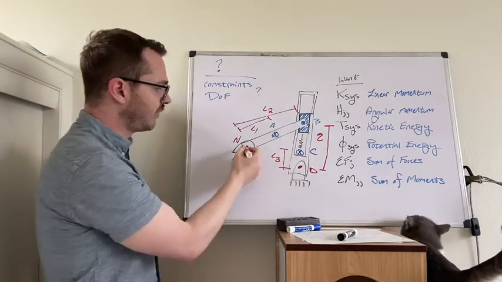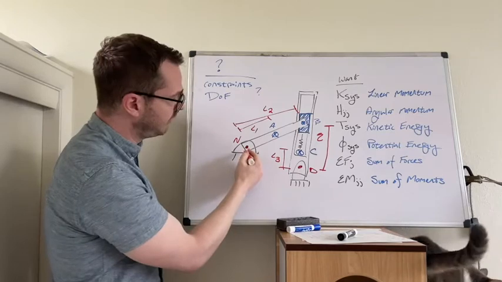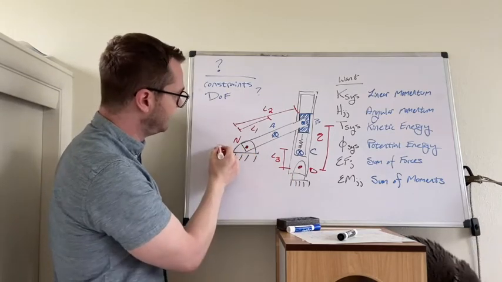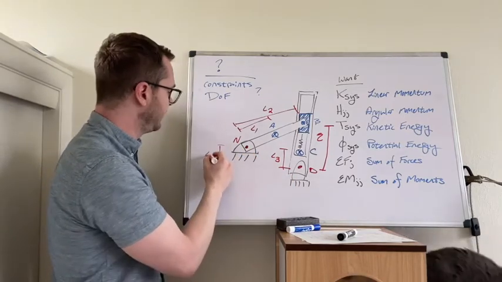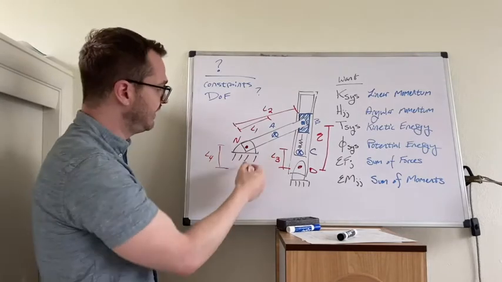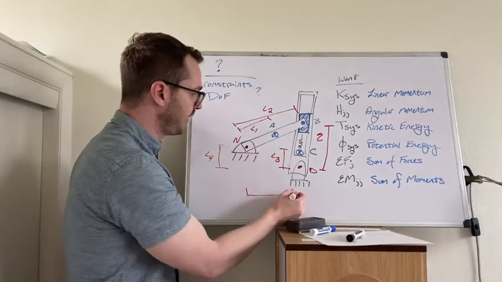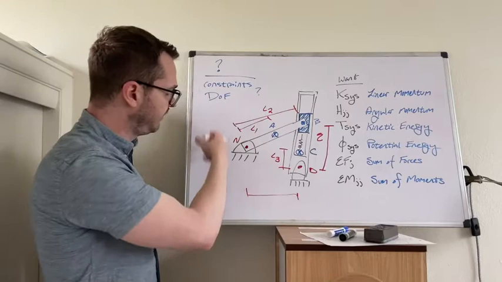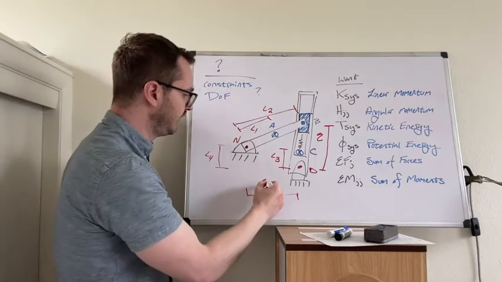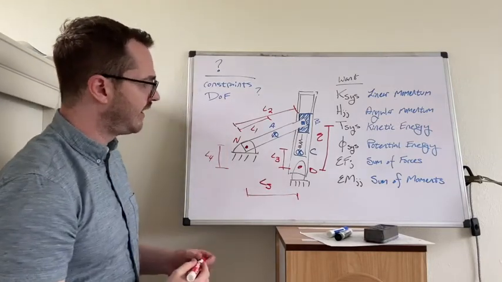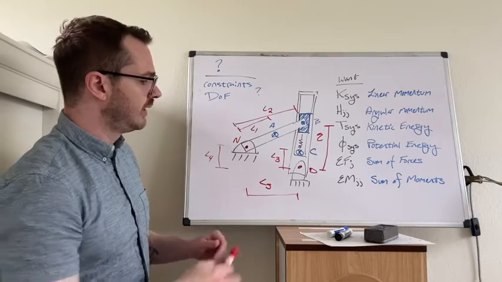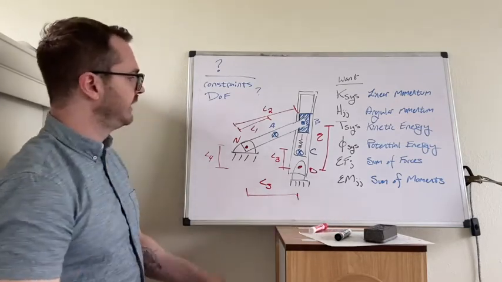What other lengths? Well, there's some offset between point N and point D. Definitely if we were going after the constraints, we would need this offset. So here is L4 in the vertical, here is L5 in the horizontal. Beyond this, what else do we need?